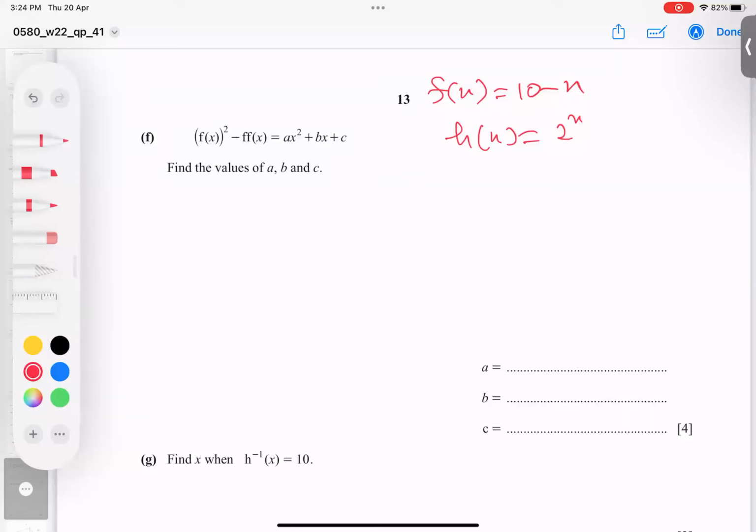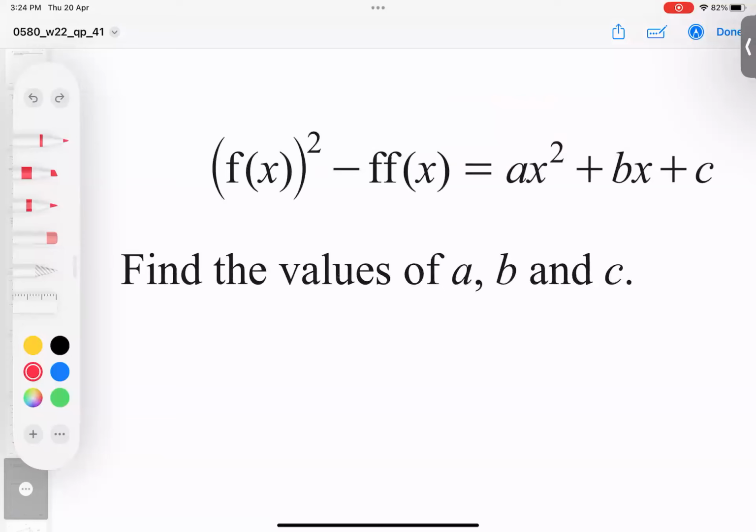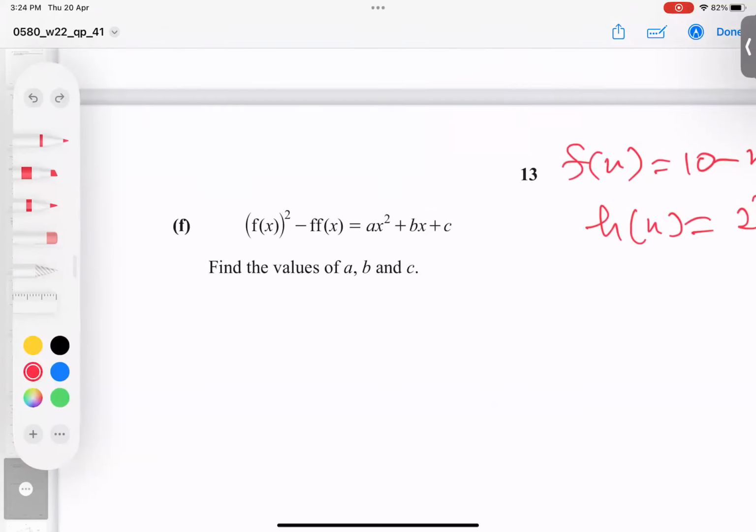Yes, students, so let's see the question. I wrote functions here, okay? And what the question is, f of x, there are 2 differences there. This function f in f, but this means square of the function, okay? So I'm going to show you.